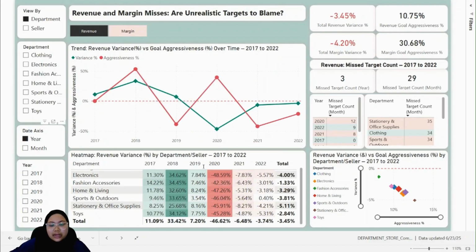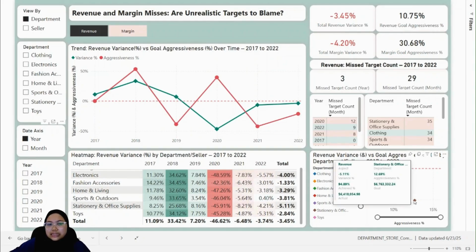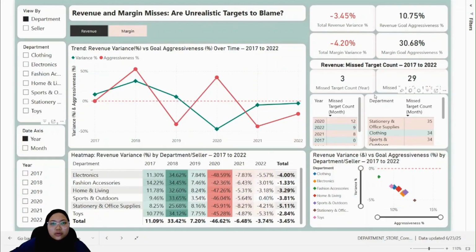Next, the heat map highlights department level performance, where green cells indicate months that met or exceeded targets, and red cells show when goals were missed. Finally, the scatter plot compares aggressiveness and variance with market size based on actual revenue, and tooltips provide additional detail. So that wraps up the walkthrough of how the dashboard works. Next, I'll move into the analysis and share key insights drawn from the data.